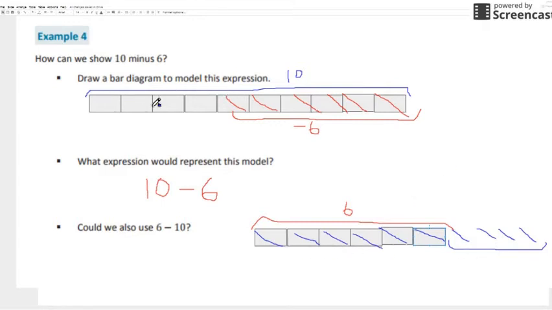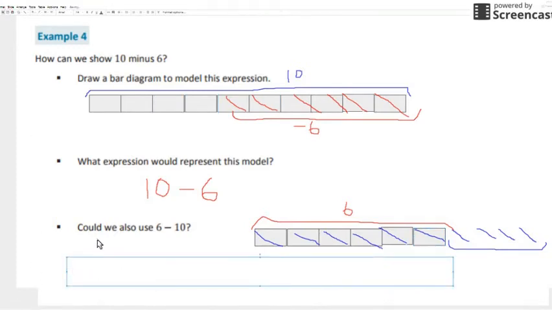This is not the same thing. Here, I have 4 boxes. This one, I need 4 more boxes to subtract. So these are not the same diagrams. They don't work out the same like addition does. So the question is, could we also use 6 minus 10? And the answer is no.